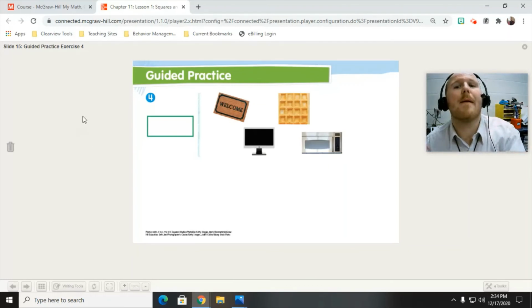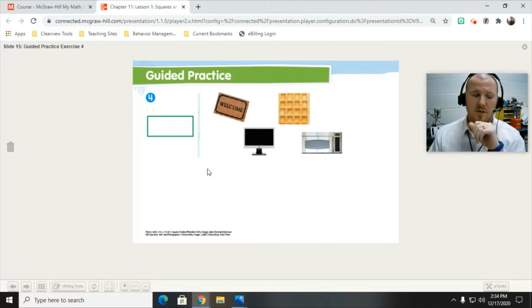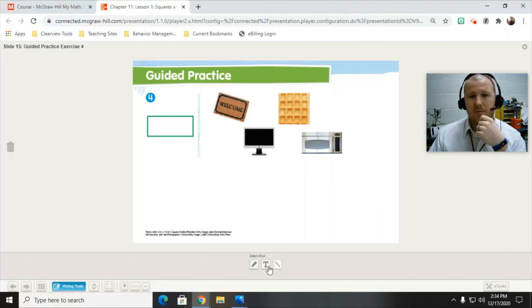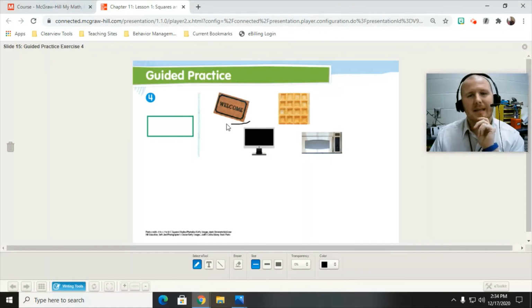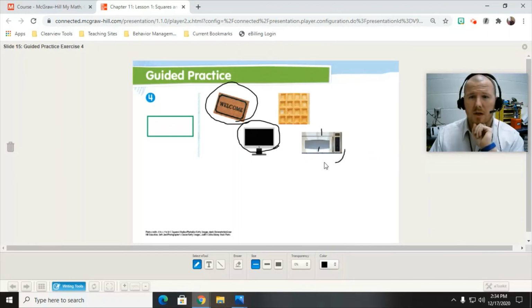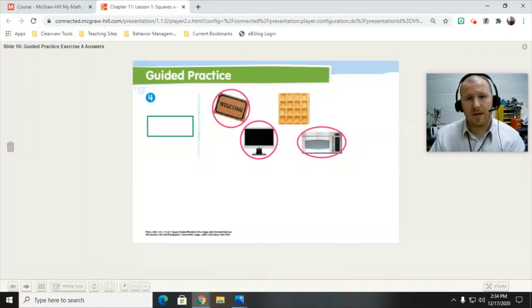Good, rectangle. Okay, but be careful. Which of these is rectangle? Well, let's take a look. Okay, so square has all the same sides. Rectangle is longer. So is this welcome mat longer on the sides? Yes, good. What about this computer screen or TV screen? Yes, it's got two long sides. How about this waffle? No, it's the same on each side, so no. How about this microwave? Yeah, I would say these two sides are really long, so I'm going to circle that one. Let's check to see if we're right.